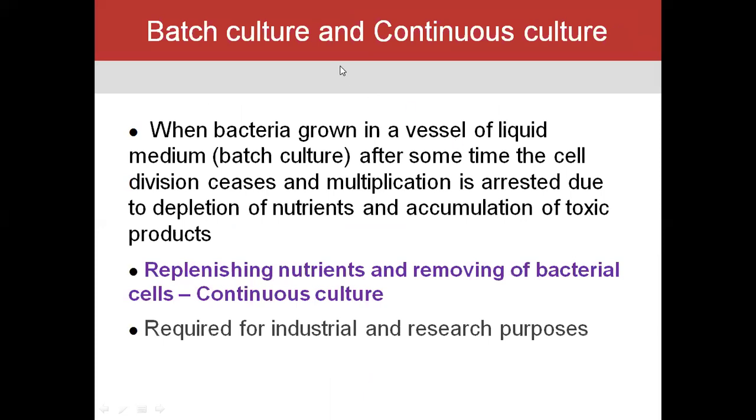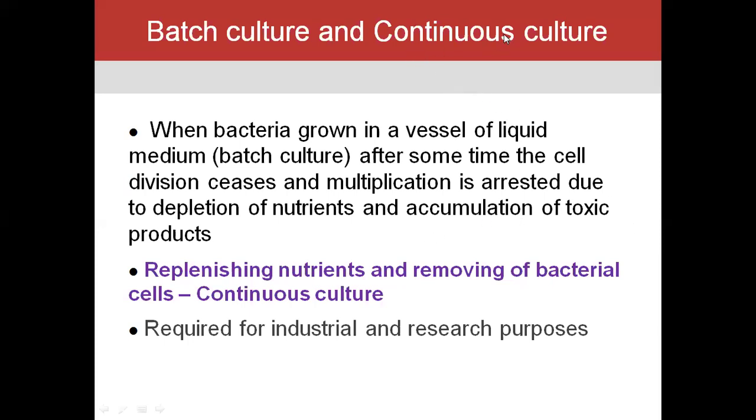Next, batch culture and continuous culture. When bacteria are grown in a vessel of liquid culture medium, that is a batch culture. After a certain period, cell division ceases and the multiplication of the bacteria stops. Why is the multiplication of bacteria stopped? It is because of the depletion of nutrients and the accumulation of toxic products.